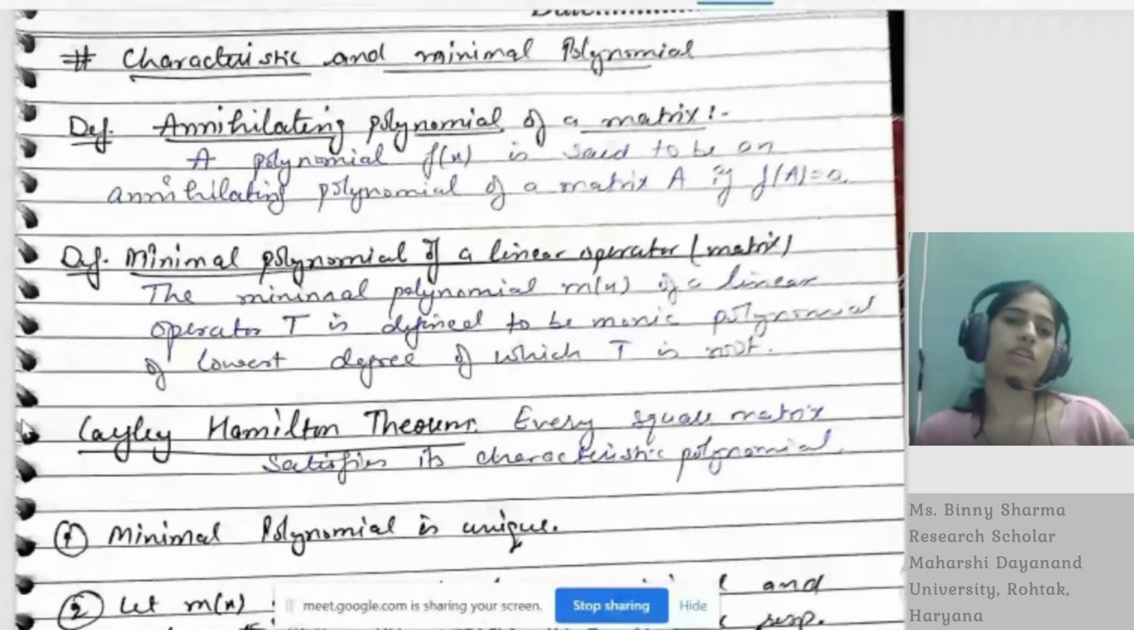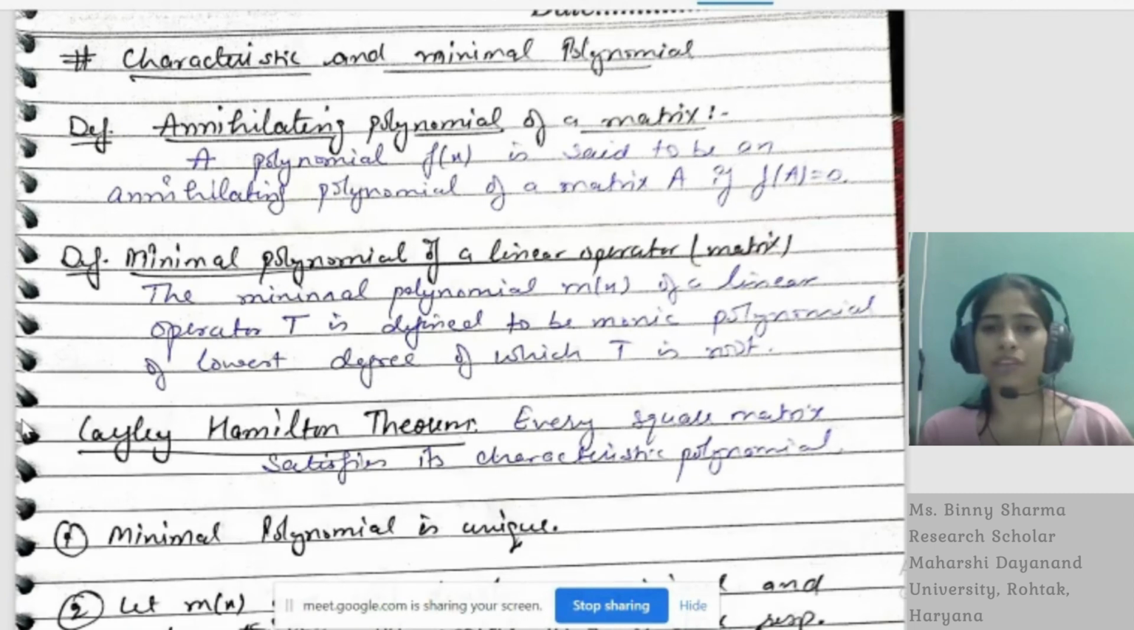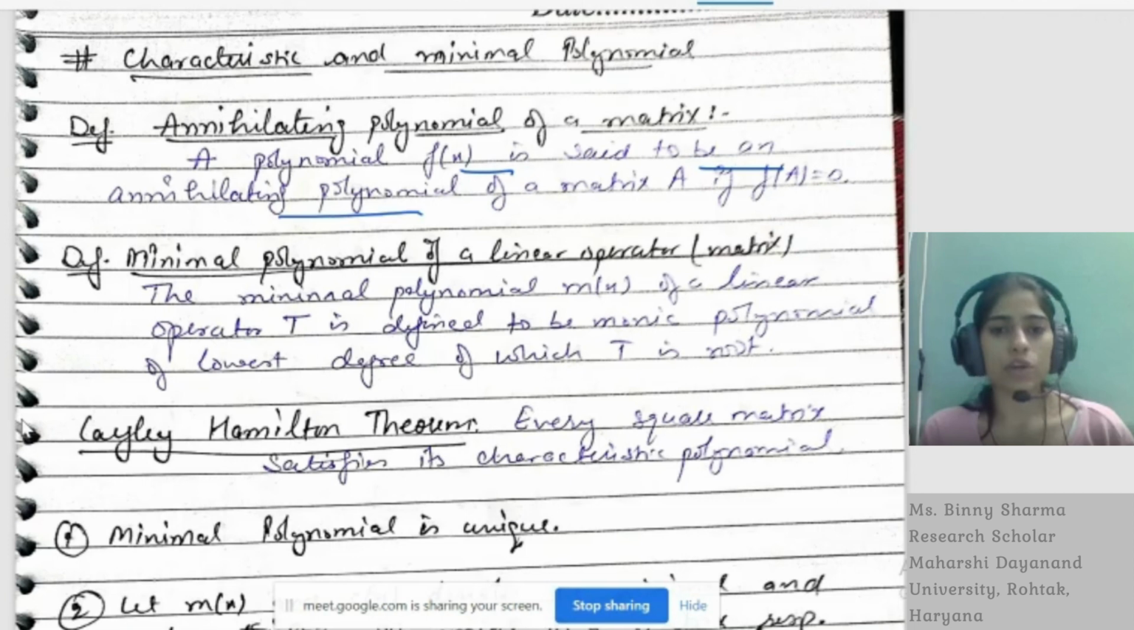Now the topic is characteristic and minimal polynomial. Now we must know about the annihilating polynomial of a matrix. A polynomial f(x) is said to be an annihilating polynomial of a matrix A if f of A equals 0.